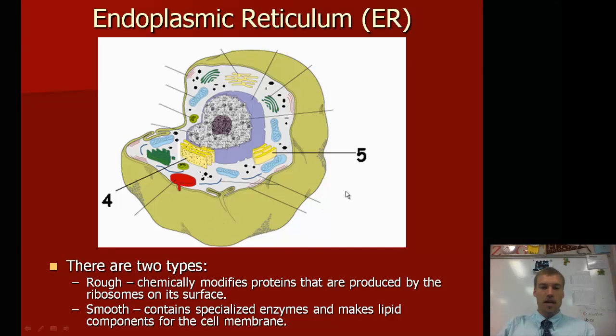This is the endoplasmic reticulum. The endoplasmic reticulum has two types. You've got the rough ER, which contains ribosomes that produce proteins, but then you've also got the smooth ER, which contains specialized enzymes and makes lipid components for the cell membrane, so it actually helps to maintain the cell membrane.